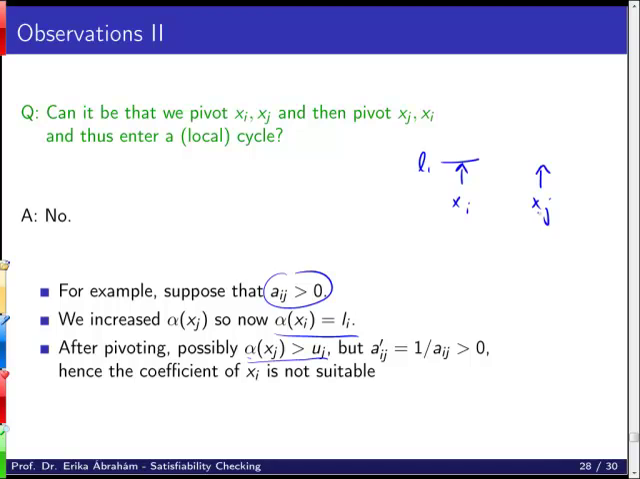If xj afterwards has to be pivoted, that means it violates its bound. If I increase it, that means that it got above its upper bound. If it got above its upper bound, in the next pivoting, I will have to push it back. So I must make it smaller. But I cannot make xi smaller because it is exactly at its lower bound. So it will not be suited for pivoting. Therefore, it is not possible to enter this cycle directly, one after the other.